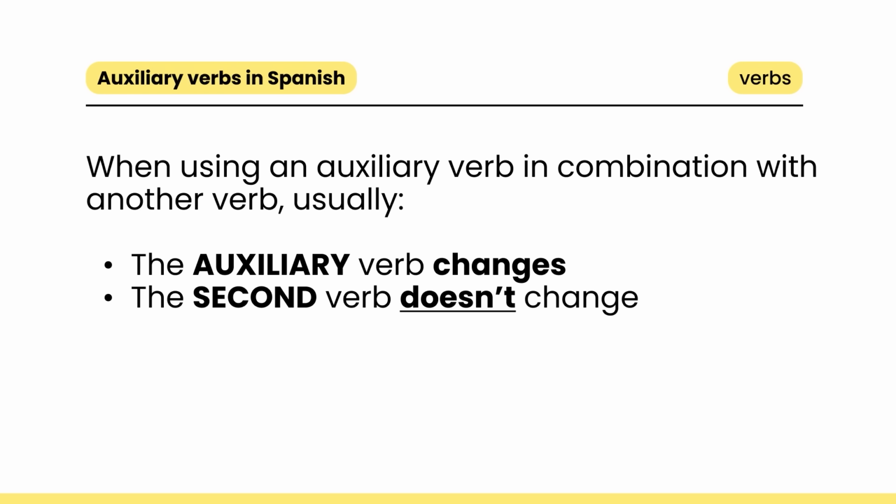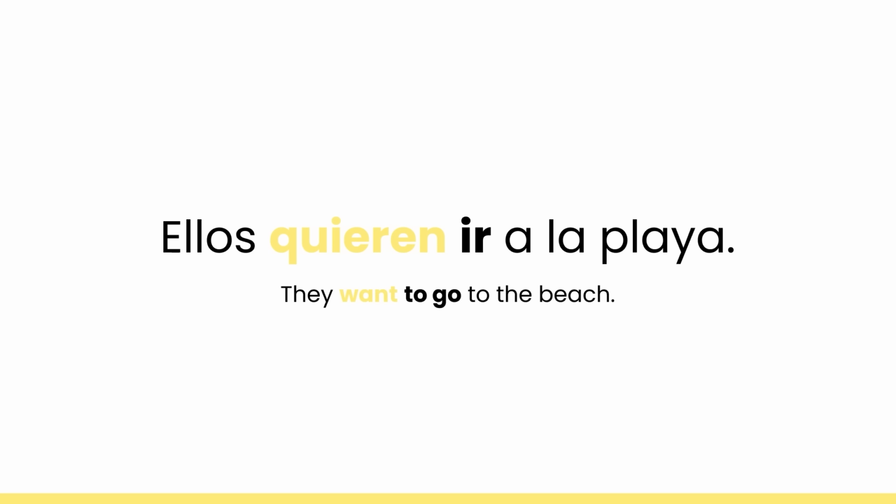To give you an example of what that means, look at this example sentence: Ellos quieren ir a la playa. Which is, they want to go to the beach. Ellos quieren ir. So they want to go. You see here that because we use ellos, the verb querer conjugates into quieren, because we are talking about ellos. But then if we look at the second verb, the verb ir, it doesn't actually conjugate. Even though we are saying ellos, the verb ir doesn't change at all. It's in its infinitive or original form.